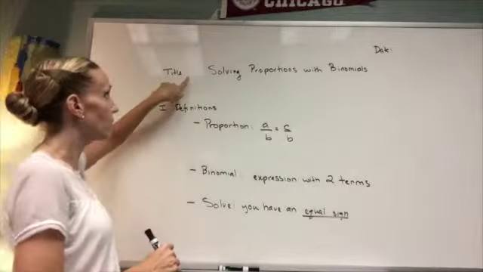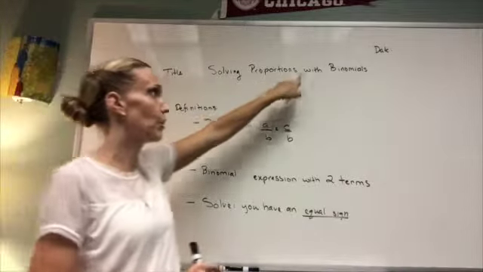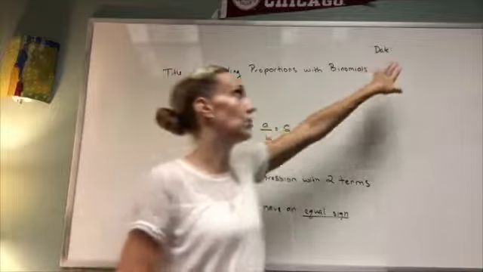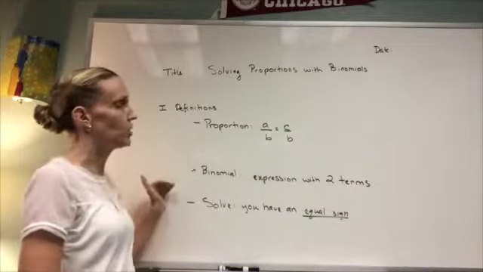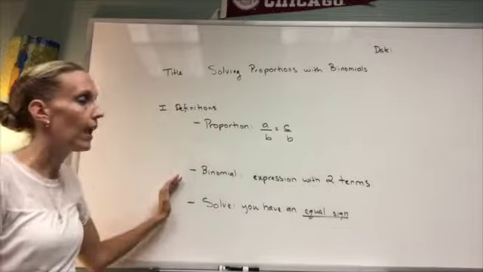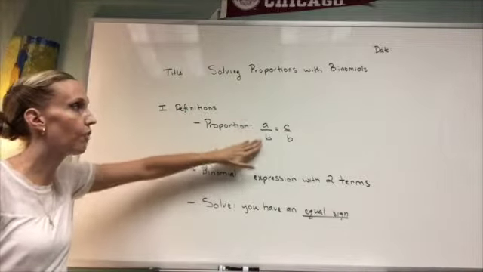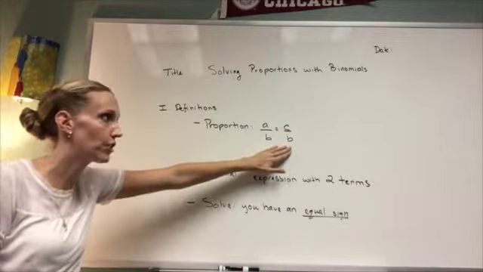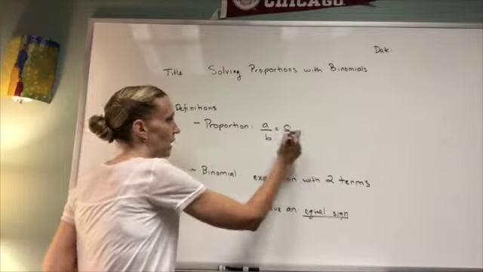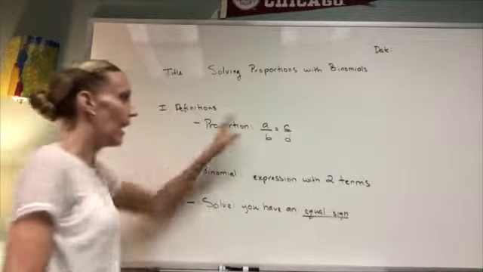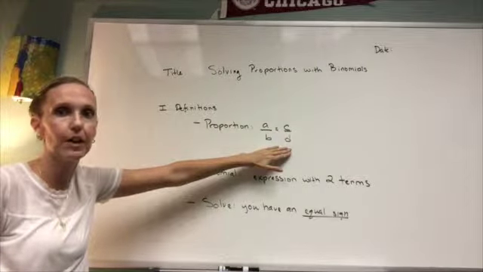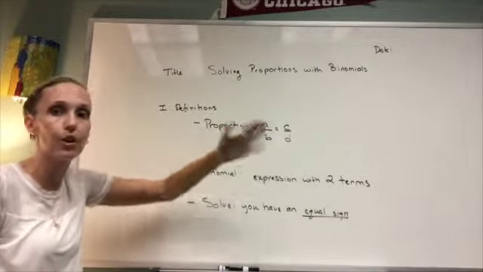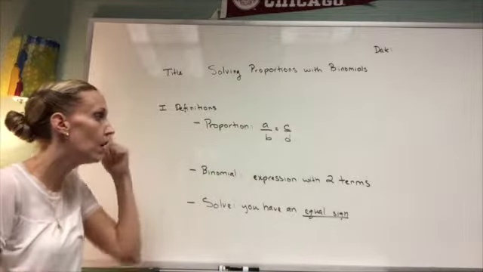The title of your notes is Solving Proportions with Binomials. And then I need you to date them, okay? We have three definitions, just to remind you. A proportion is just a fraction equaling a fraction. Oh, except that should be a D, I apologize. A over B equals C over D. It's just a simple fraction equaling a fraction. That's what a proportion is. We cross multiply, we solve.